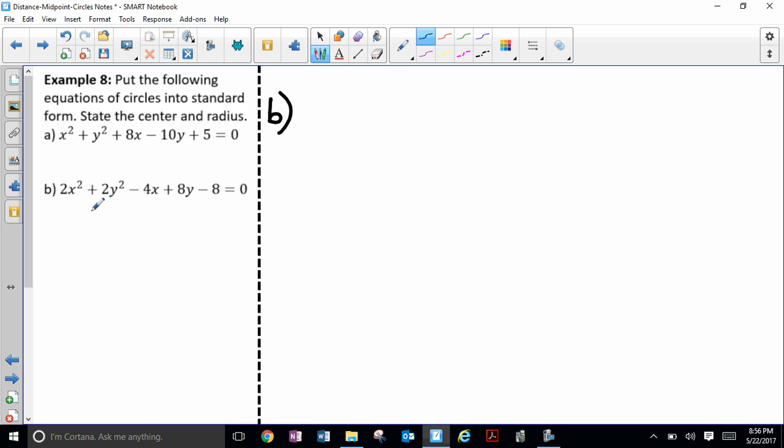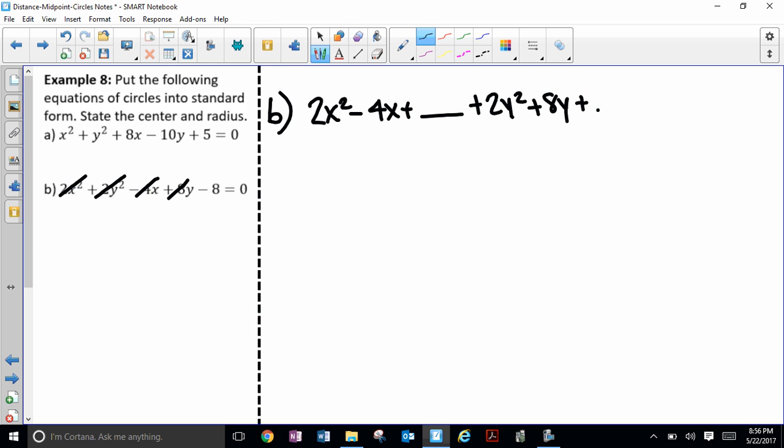All right, so on part B, let's go ahead and group like we did before. So I put the x stuff first, 2x squared minus 4x, and then we're going to do plus something. So that's my x's. Now let's do the y's. Plus 2y squared plus 8y plus blank. And that's going to equal, now we have a number that doesn't have a variable with it, so remember we need to move that over. So it's going to be 8, and then we'll have 2 blanks.